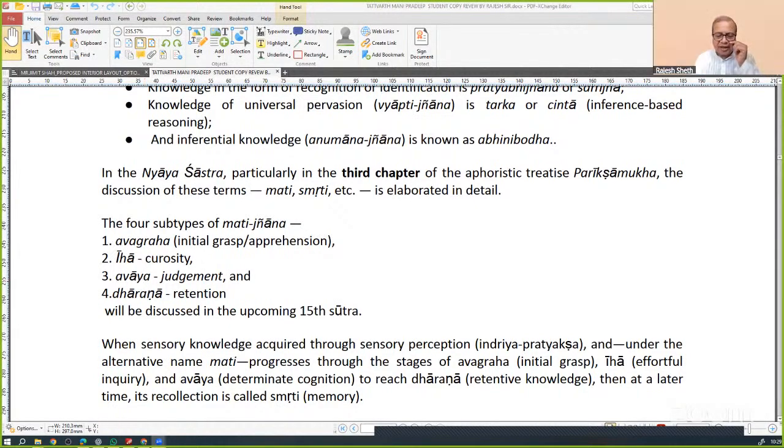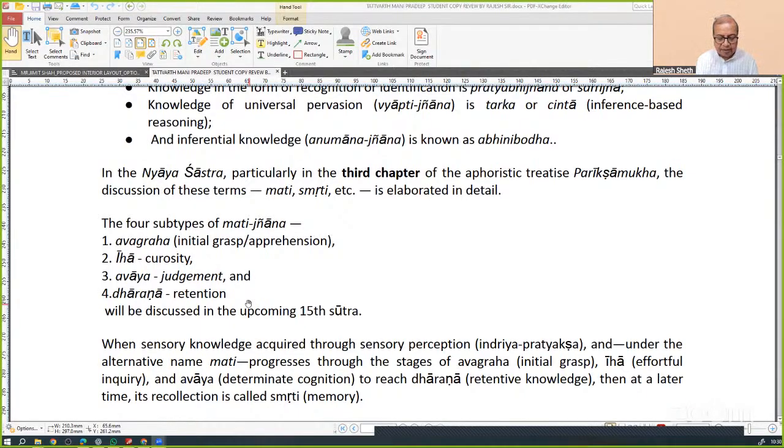No. You are seeing the initial names, but in the discussion that follows, they have changed the names there. You can see. When sensory knowledge acquired through sensory perception, there you read. Yes, sir, it's Indriya Pratyaksh, and there it is written effortful inquiry. So effortful inquiry will be curiosity. There you have to change. And even in the later part, it's written something else. And avay would be judgment, not determinate cognition. Yes. And to reach dharana, dharana is retention. Retentive knowledge is correct. Okay. So this is correct. Retention.